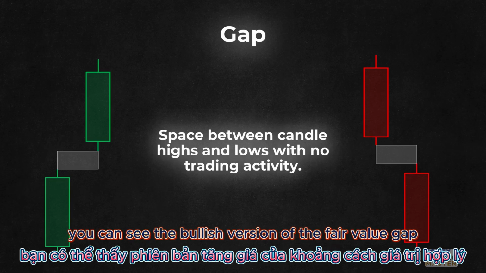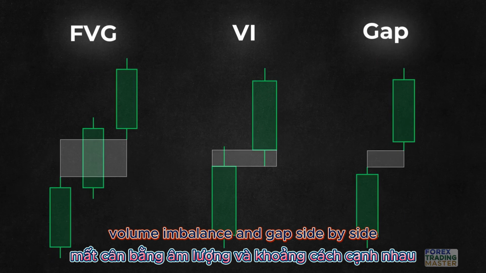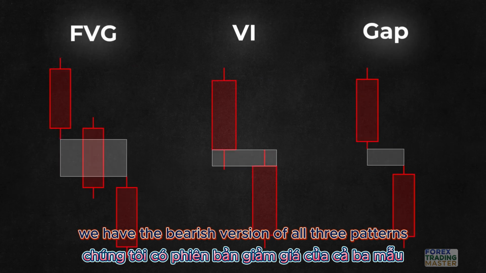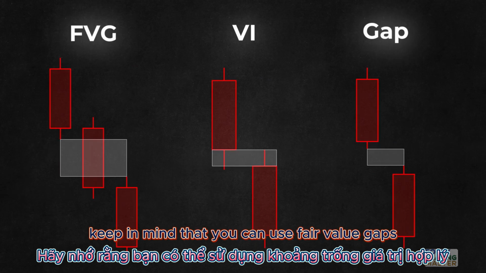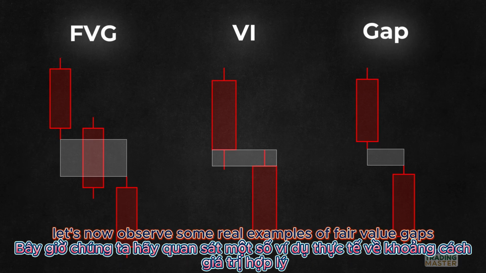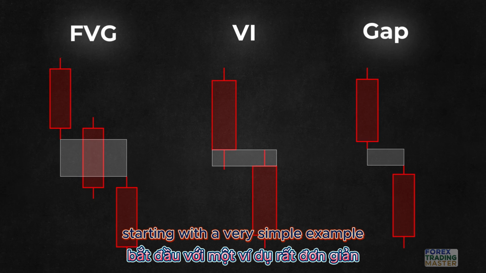In this illustration, you can see the bullish version of the fair value gap, volume imbalance, and gap side by side. For comparison, in this other illustration, we have the bearish version of all 3 patterns. Keep in mind that you can use fair value gaps, volume imbalances, and gaps in a similar way. Let's now observe some real examples of fair value gaps, volume imbalances, and gaps, starting with a very simple example.